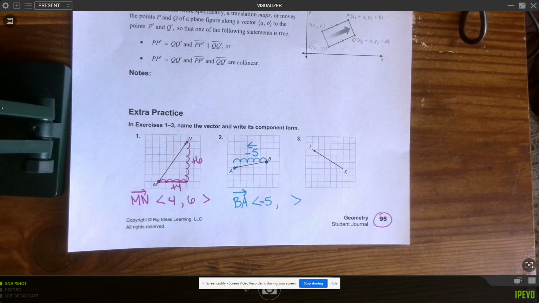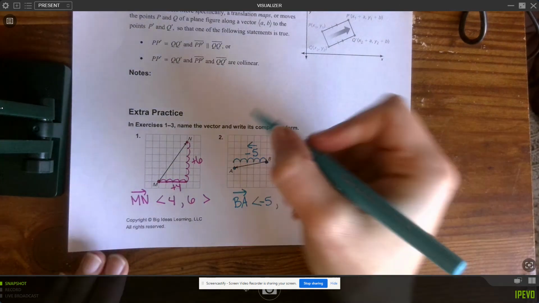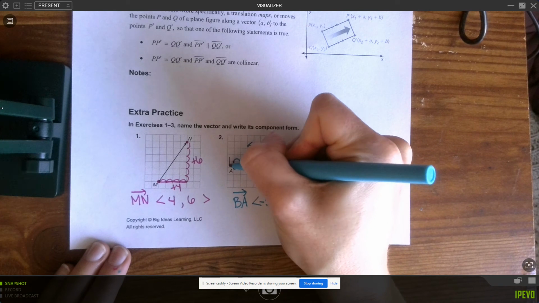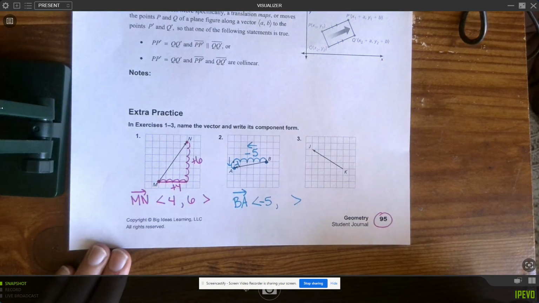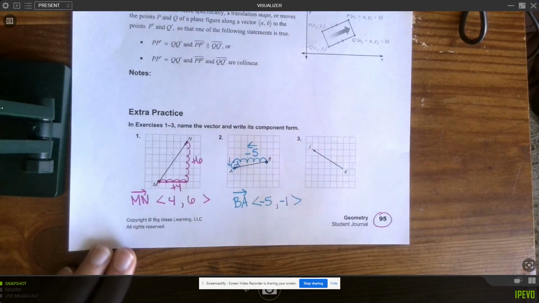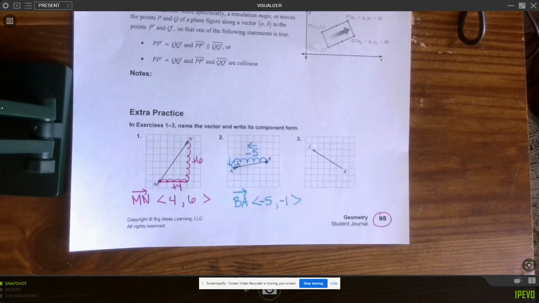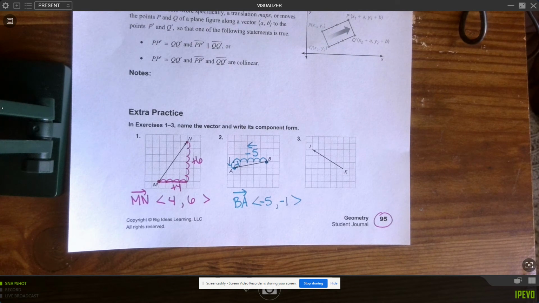My vertical component to go from point B to point A, from here I have to go down 1. So my vertical component is -1. Why don't you go ahead, pause the video and try number 3. Name the vector and write its component form.